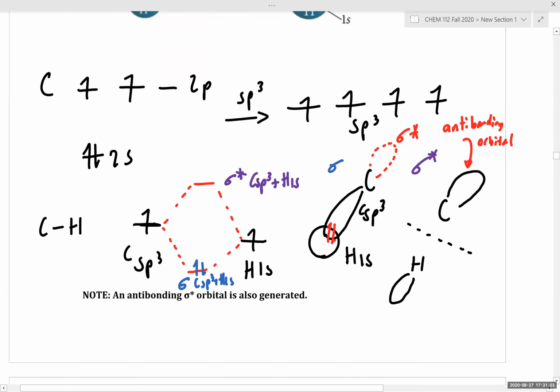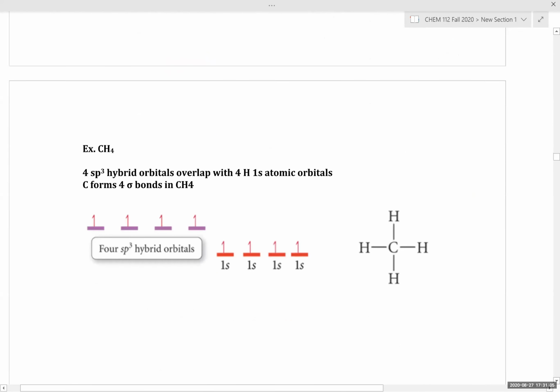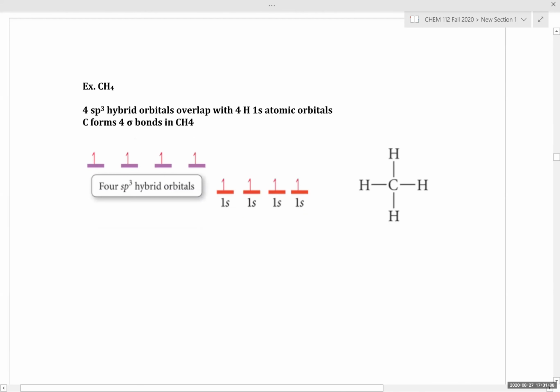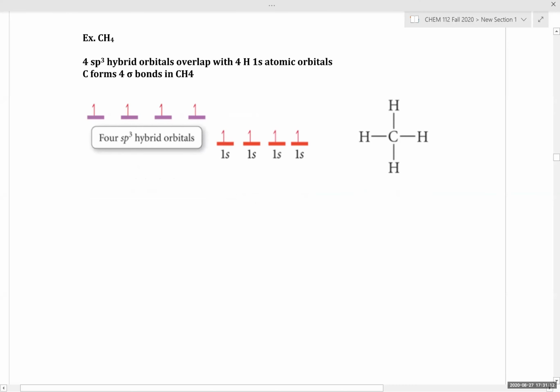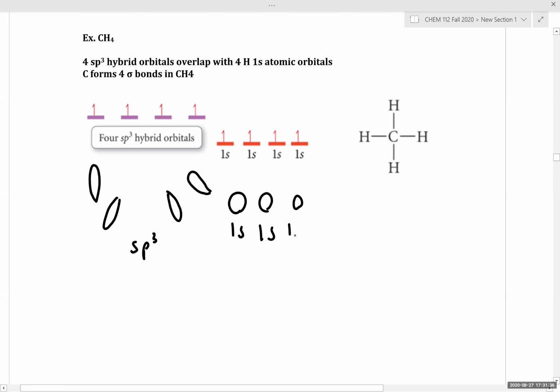Okay. So looking at methane in detail, we're going to draw an orbital picture for methane. We know that for methane, after hybridization, we have a total of 4 sp3 hybrid orbitals. So these are our sp3 orbitals. Each of our hydrogen atoms contributes a 1s orbital.